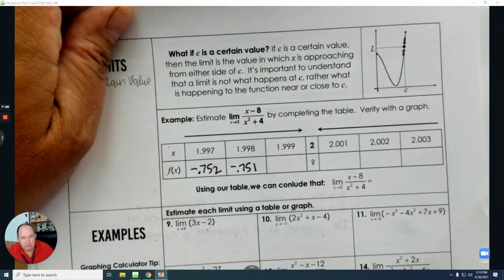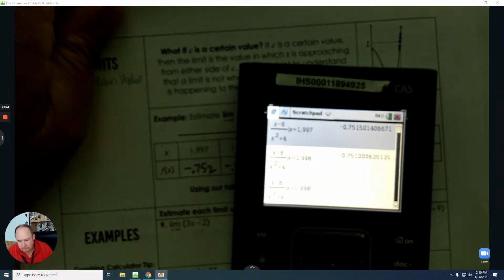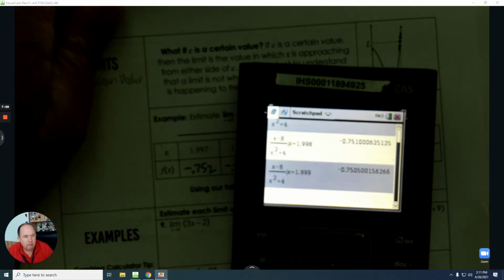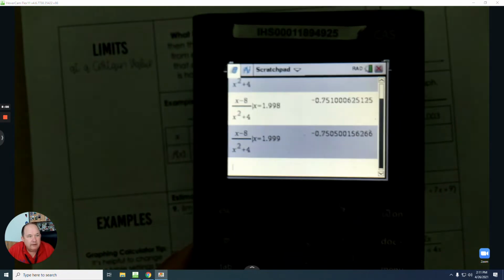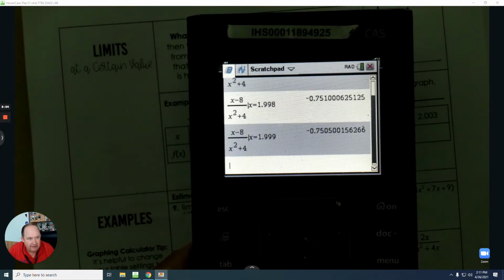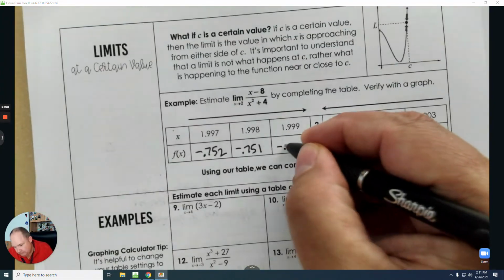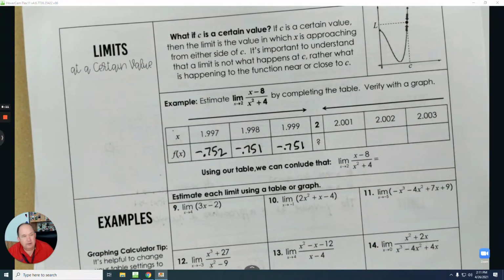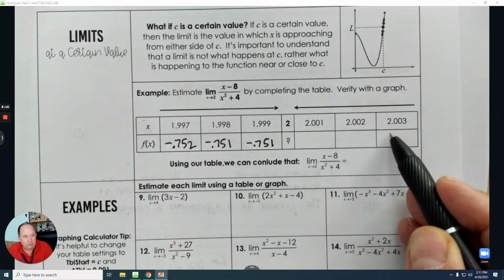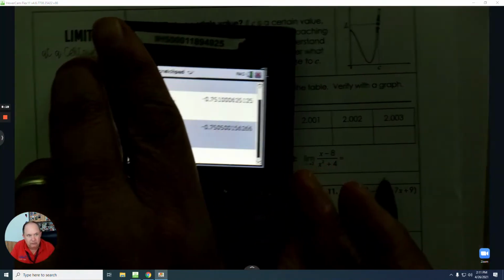I'm going to do it again for 1.99, and I get negative 0.751 again. I'm going to do the same work at 2.011, from the other side, as it approaches 2 from the other side.